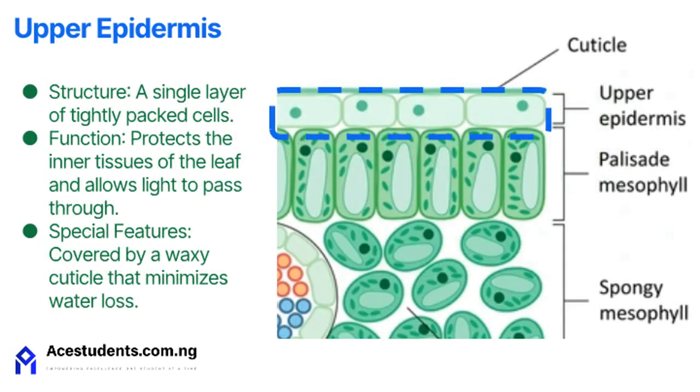The upper epidermis. The upper epidermis is the outermost layer of the leaf, consisting of a single layer of tightly packed cells. Its primary function is to protect the inner tissues of the leaf while allowing light to penetrate. Additionally, it is covered by a waxy cuticle that helps minimize water loss through evaporation.